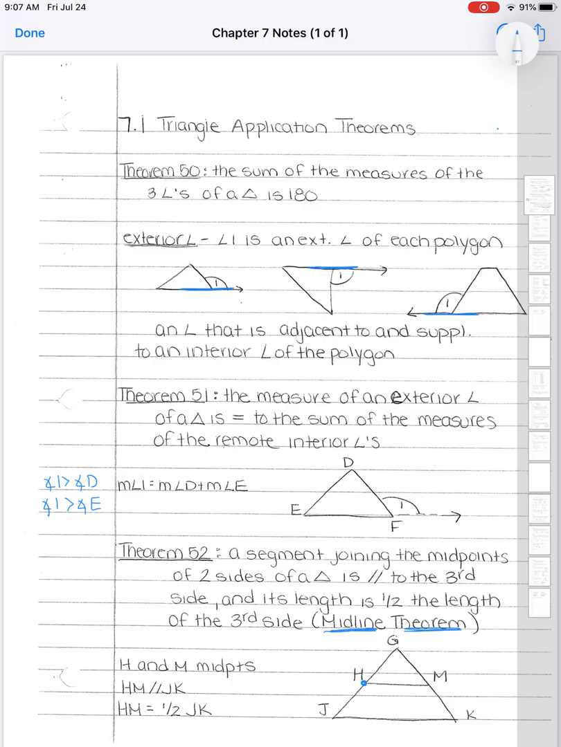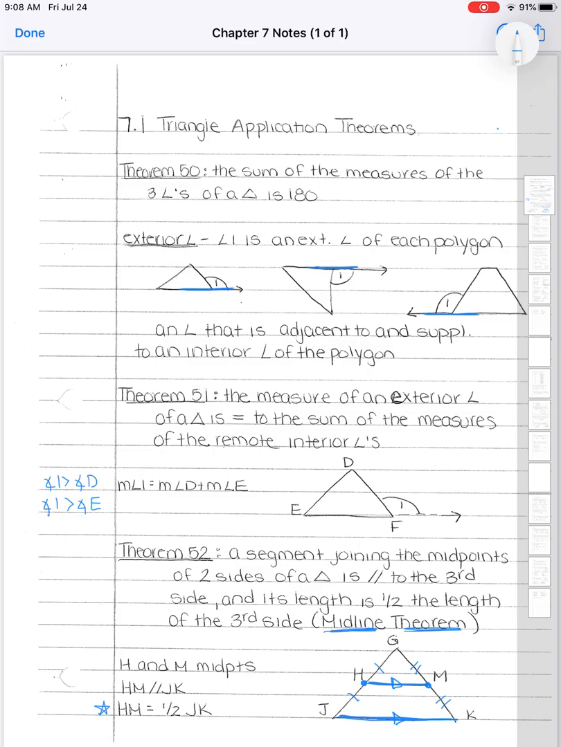For theorem 52, that's our midline theorem. That has a name to it. That's the name that you would be able to use if you're ever trying to justify something. So it says a segment joining the midpoints of two sides of a triangle is parallel to the third side, and its length is half the length of the third side.